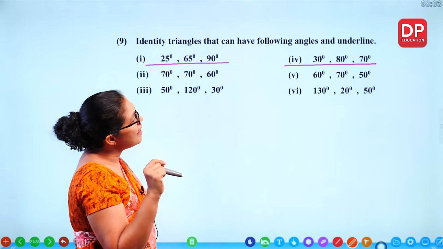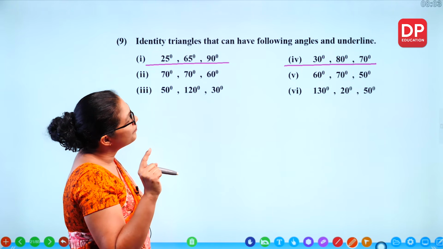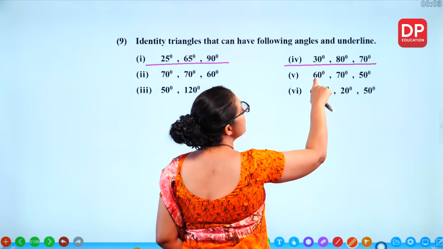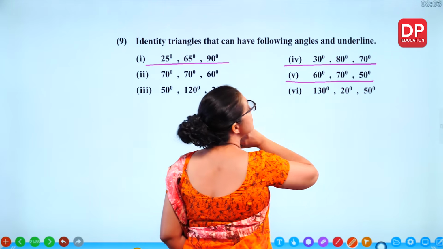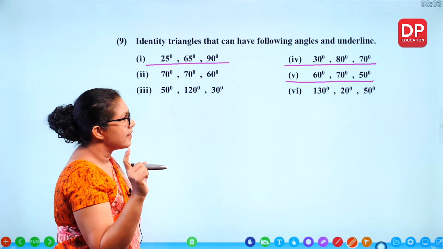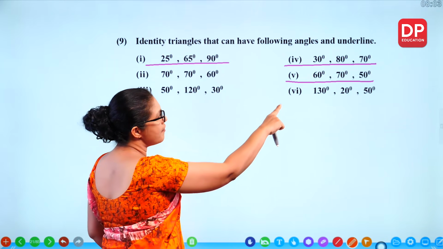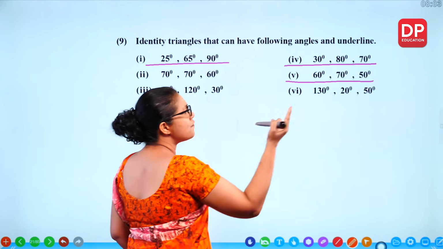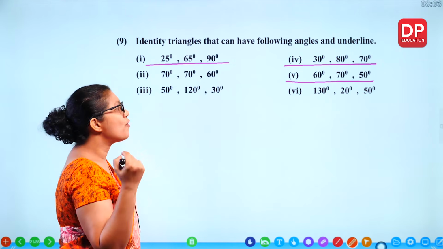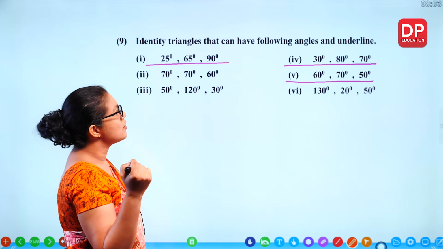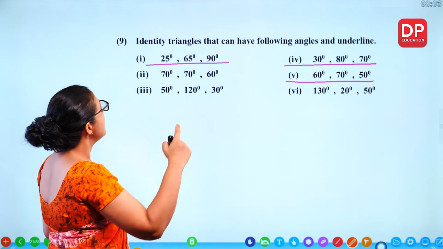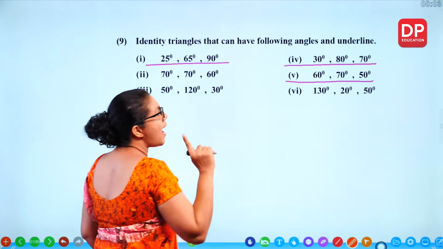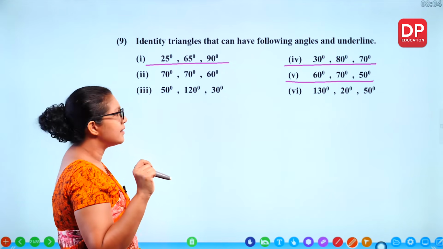Other one, 60, 70, 50. Is it 180? So 120 plus 60, yes, that's also a triangle. This one, 130, so you get 150. 150 plus 50, 200. That's more than 180. So what are the triangles you get? This is a right angle triangle and these two are acute angled triangles.